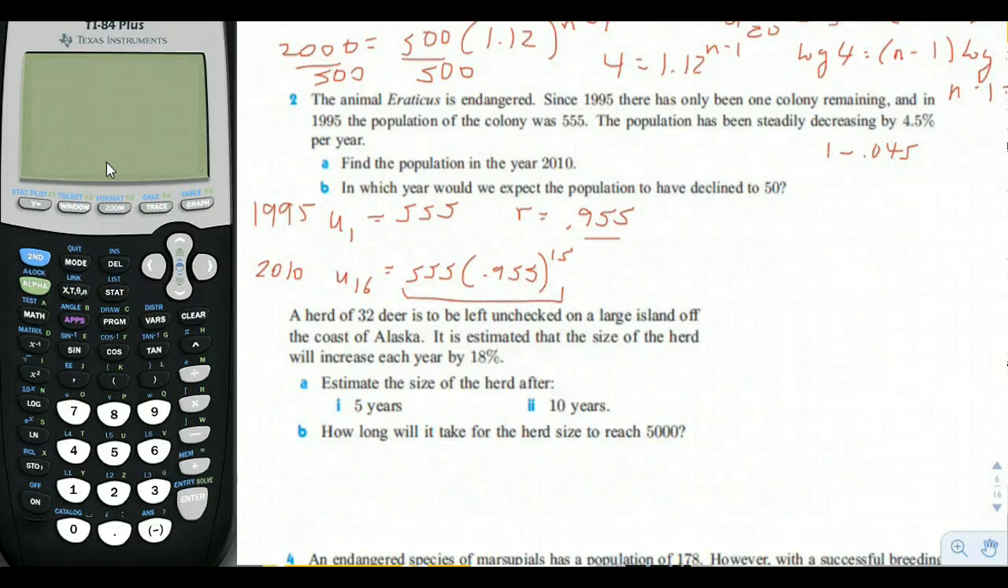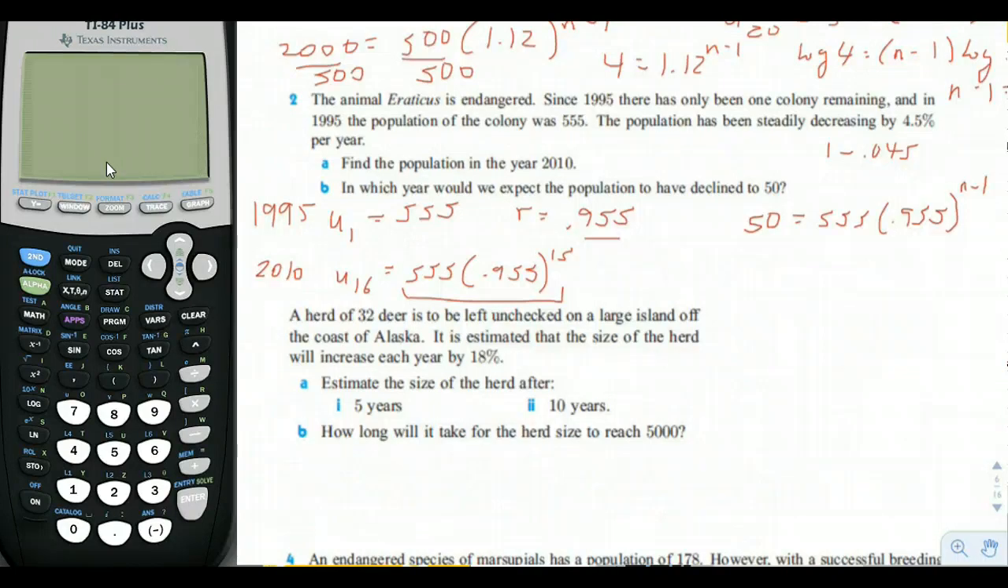A. Part B, in which year would we expect the population to have declined to 50? Okay, then you would say, okay, 50 equals 555 times 0.955, and then we don't know what the year is. We're going to figure that out here, or how many years after 1995.